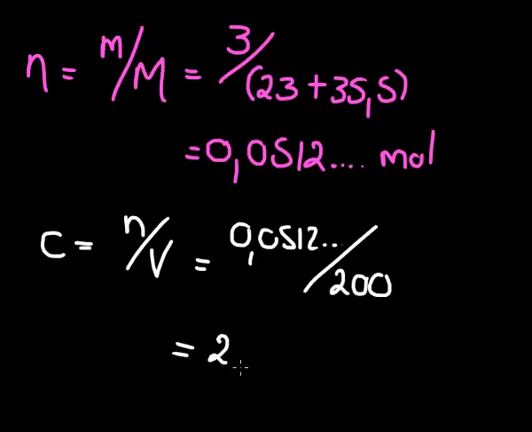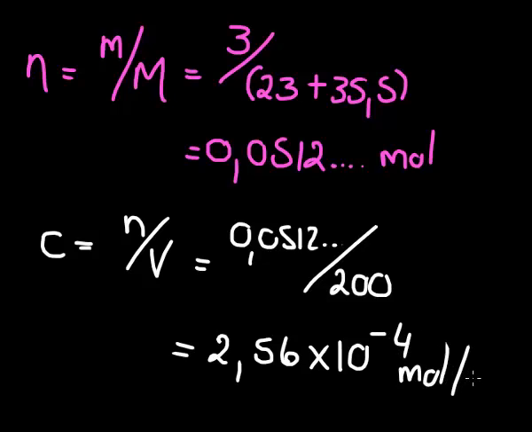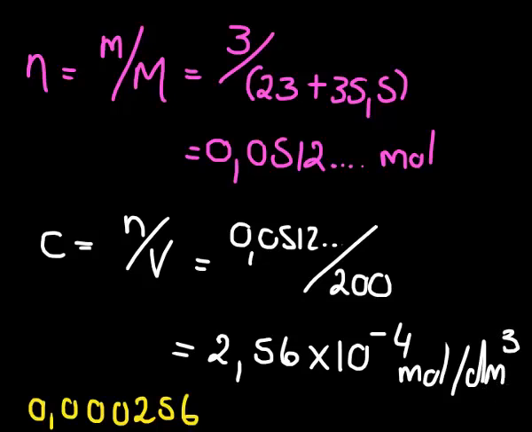And that's going to give me quite a small number. If your calculator is in scientific notation, it will end up giving you 2,56 if you round off to 2 decimal places, times 10 to the power of -4 moles per cubic decimeter. Otherwise, if your calculator is not in scientific notation, it will give you a number of 0,000256, which you can then write down in moles per cubic decimeter. So you just give whatever your calculator ends up giving you at the end as a final answer.